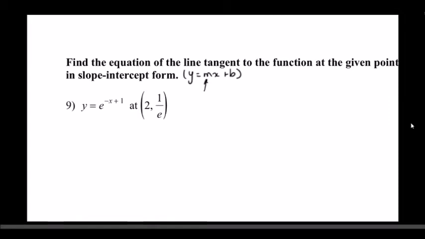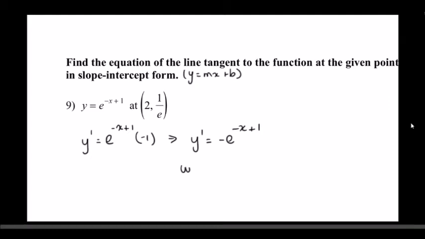We don't have a slope, m. The slope is found from the derivative at this x value right here, x equals 2. So first we need to find y prime. The derivative of e to the u, where this expression here is u, is e to the u. So e to the negative x plus 1, now times the derivative of the exponent, which is negative 1. So y prime equals negative e to the negative x plus 1.